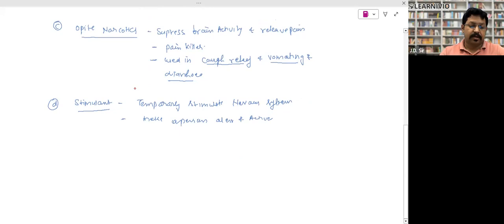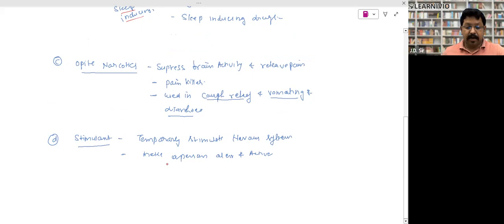Stimulants temporarily stimulate the nervous system and make a person alert or active, right? Is that clear or not?